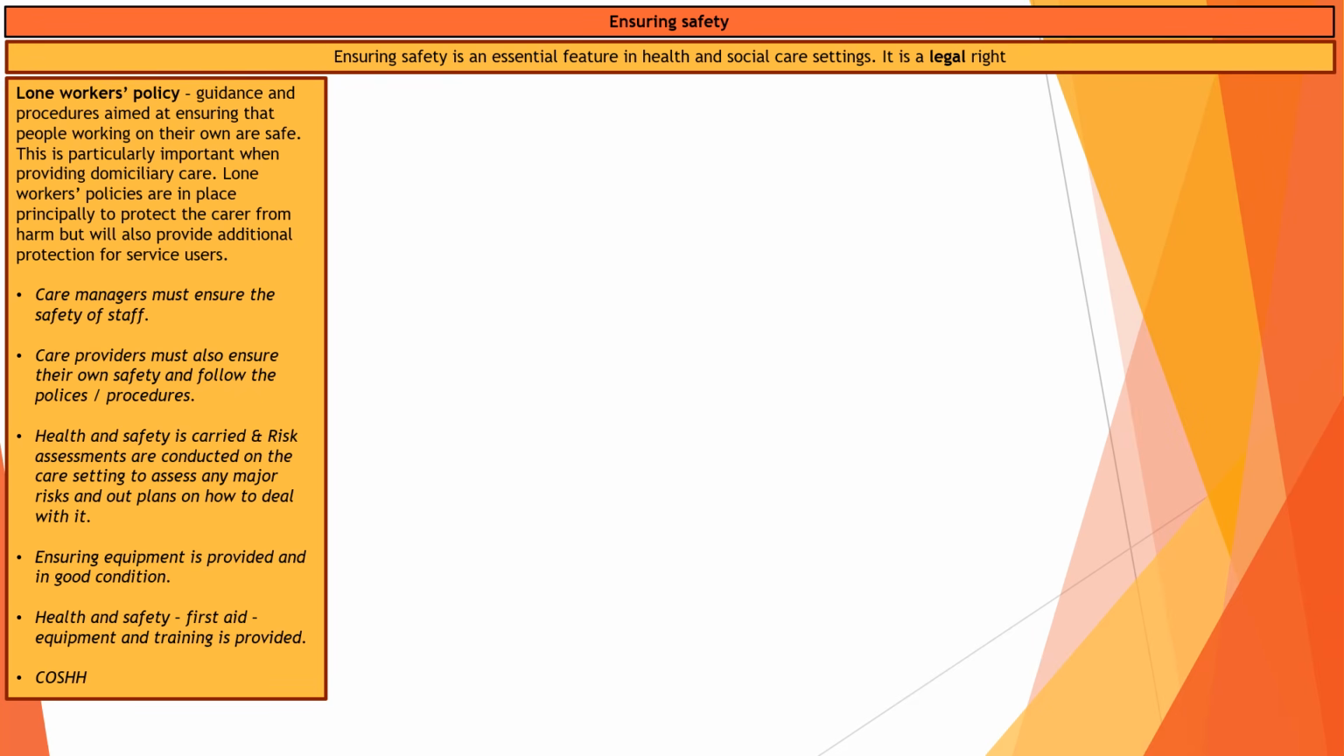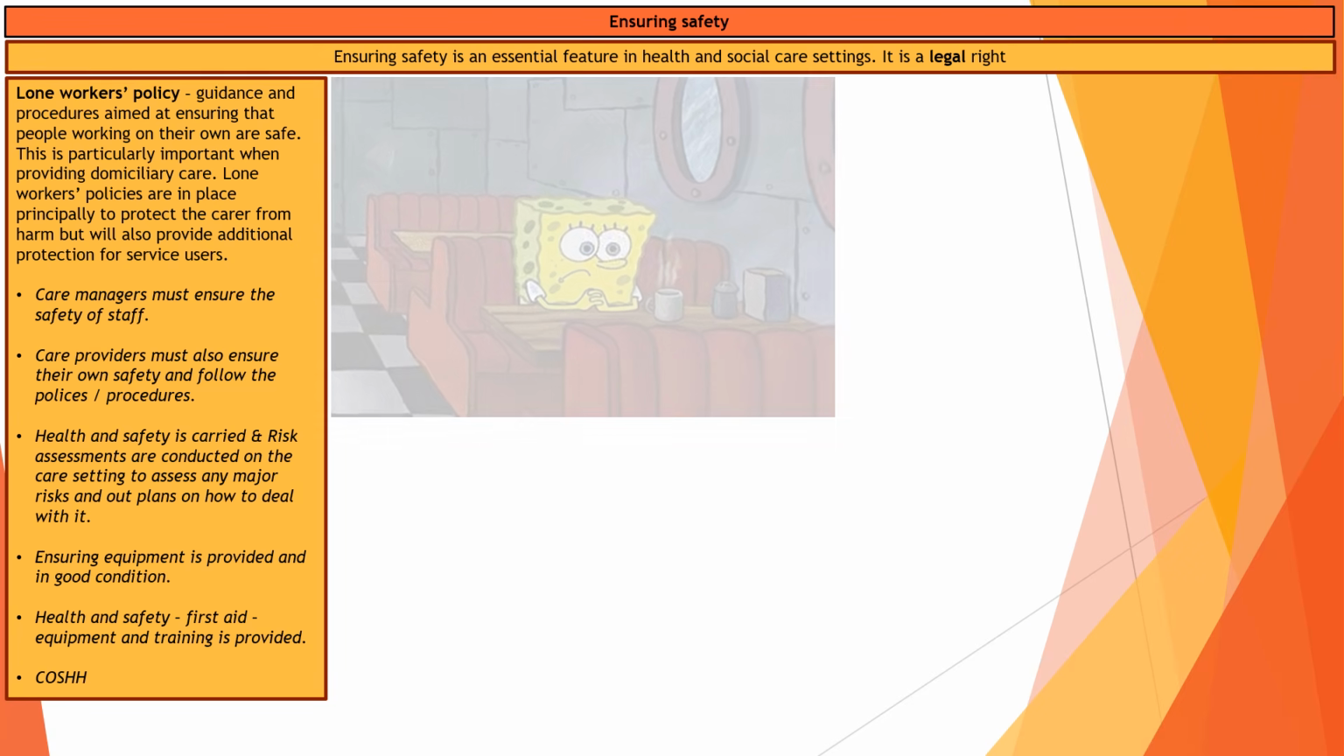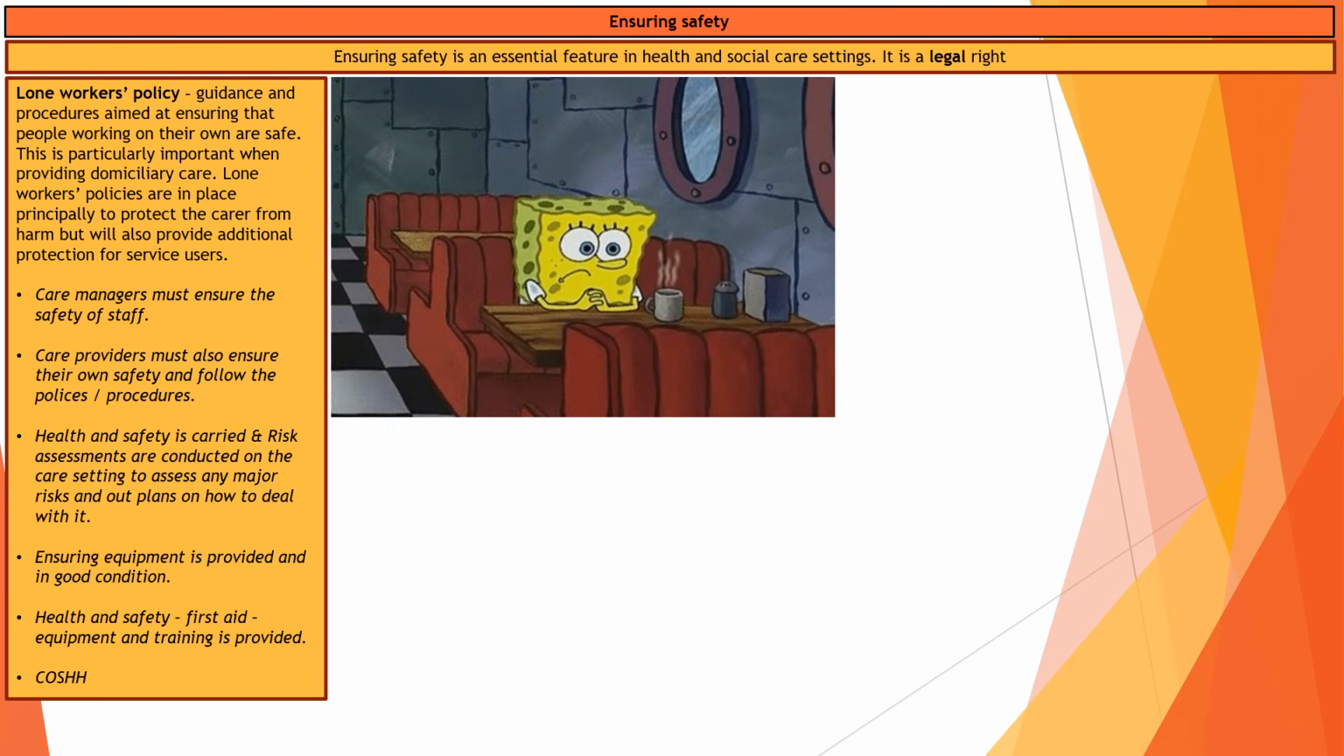Lone worker policies generally cover a lot of what we've already mentioned: risk assessments, COSHH training, but it also covers stuff like making sure equipment has been provided, that health and safety is met in terms of providing first aid training, first aid equipment. So this comes under the care manager's responsibility. So any care manager sending staff to work on their own in a setting needs to make sure they're providing those resources, that equipment, that training, and those checks.